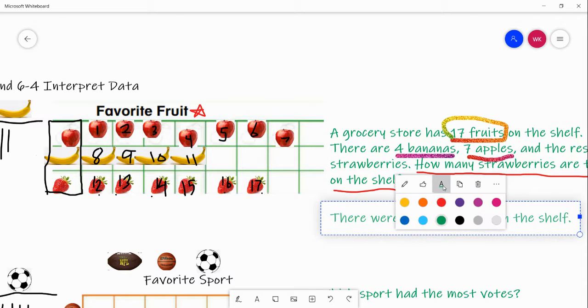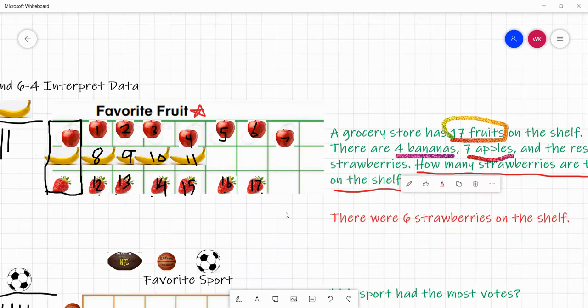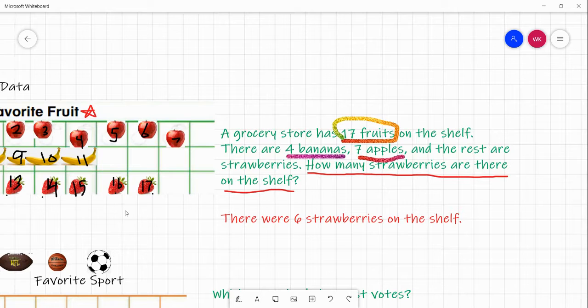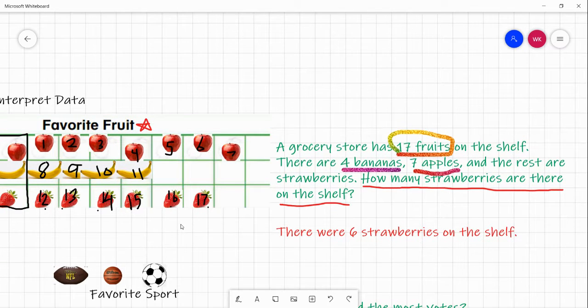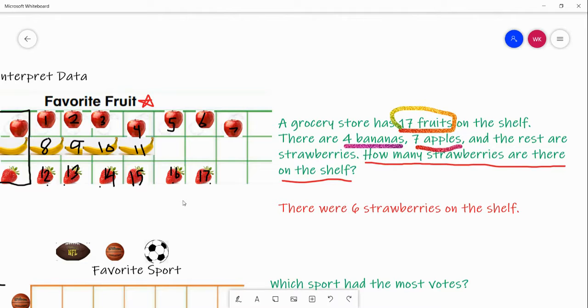And put that a different color so you guys can see that. So remember, you can always pause the video to write this stuff down or draw out these pictures, but this is interpreting the data, right? You're trying to figure out what the strawberries were, so you have to do a little math to try to figure that out with the tally chart and the picture graph.